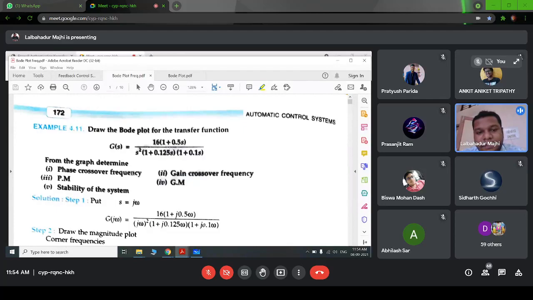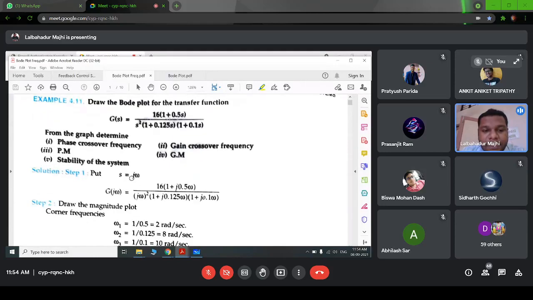So the first step is we have to put S equal to j omega. And we have to make sure that our transfer function is in the time constant form. If it is in the pole-zero form, then we have to make it in the time constant form. So S will be replaced with j omega. The G of j omega will be this one.